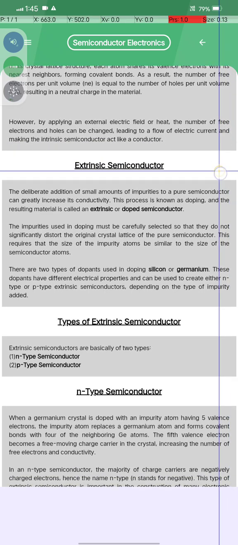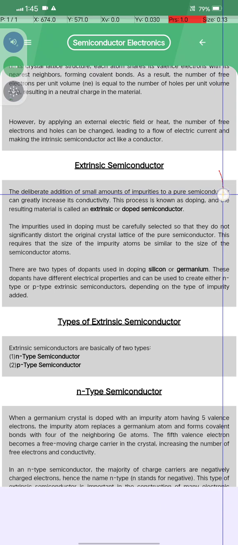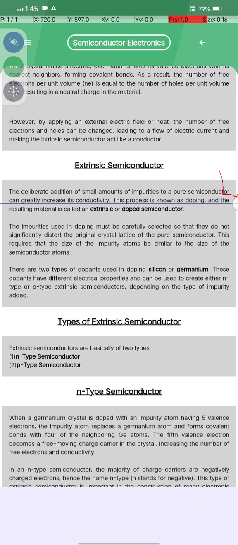And extrinsic semiconductor क्या होता है? The deliberate addition of a small amount of impurities to a pure semiconductor can greatly increase its conductivity. This process is known as doping, and the resulting semiconductor is called an extrinsic or doped semiconductor. Okay.